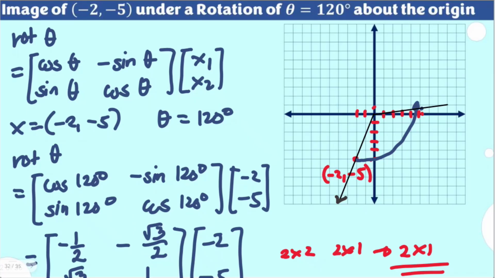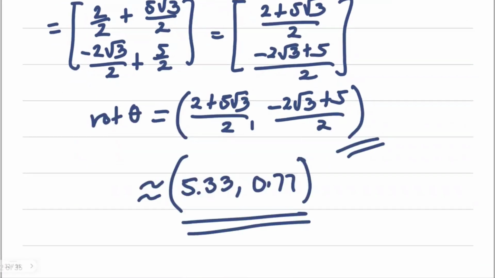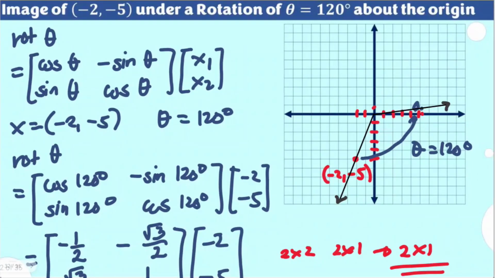In short, the graph earlier is too much, so let me redo that one. This angle here is 120 degrees. So this time, we were able to find the image of the given point under the given rotation. This is the process for that. Thank you very much for watching.